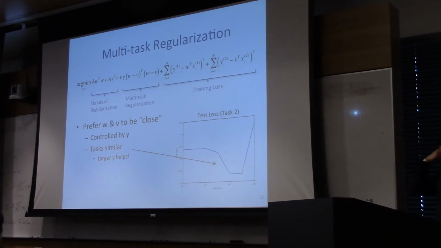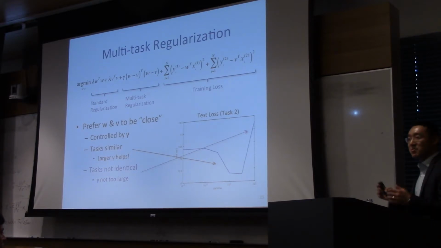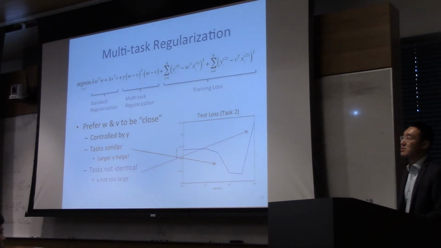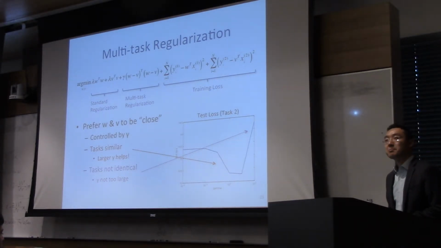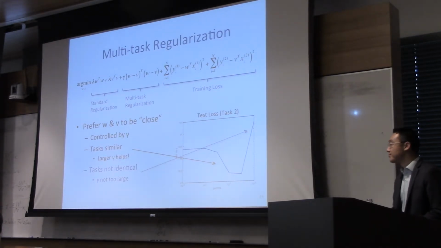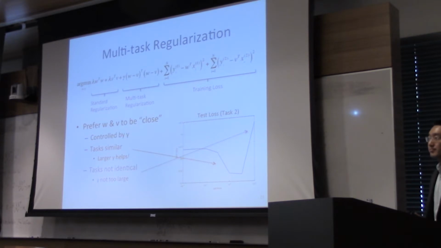So a larger gamma helps, but the tasks are not identical, so you don't want gamma to be too large. In practice, we often find that there's not actually a single big machine learning problem with a single large training set. There are often many similar machine learning problems with related training sets and related solutions. And this is one way to exploit that and gain statistical strength from multiple smaller training sets that are related. Any questions?